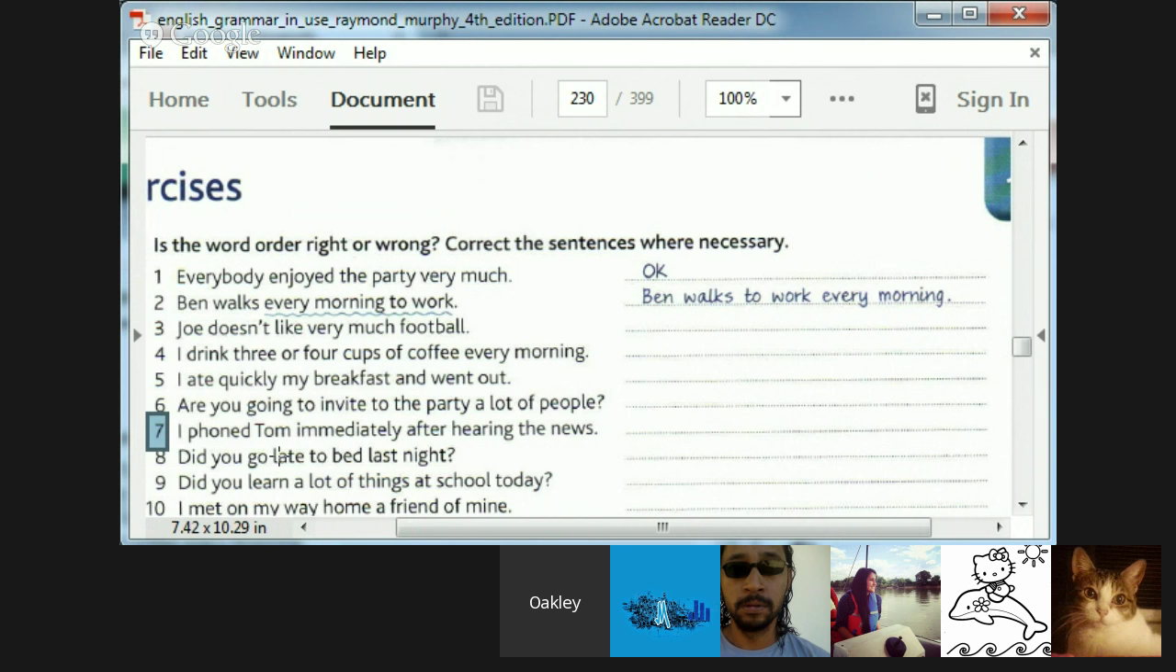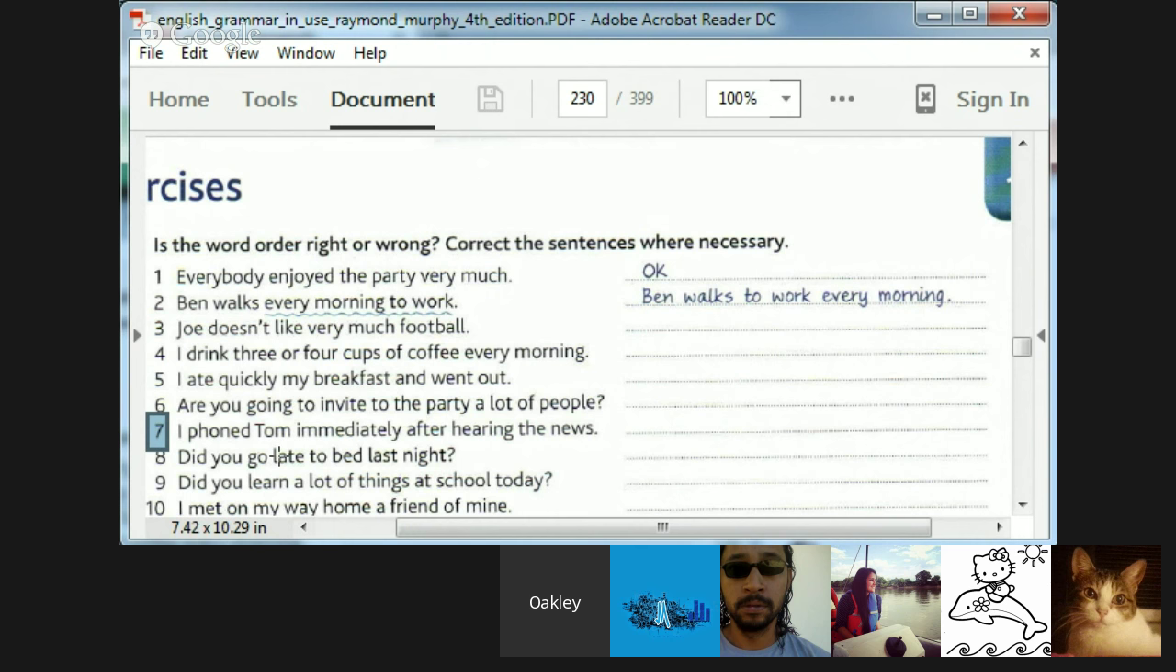Heidi, number 7. I phoned Tom immediately after hearing the news. Yeah. It's okay. All right. So immediately you can have it after that object noun, Tom. Is there anywhere else you could stick immediately? After hearing the news immediately. No. It's okay where it is, no question.